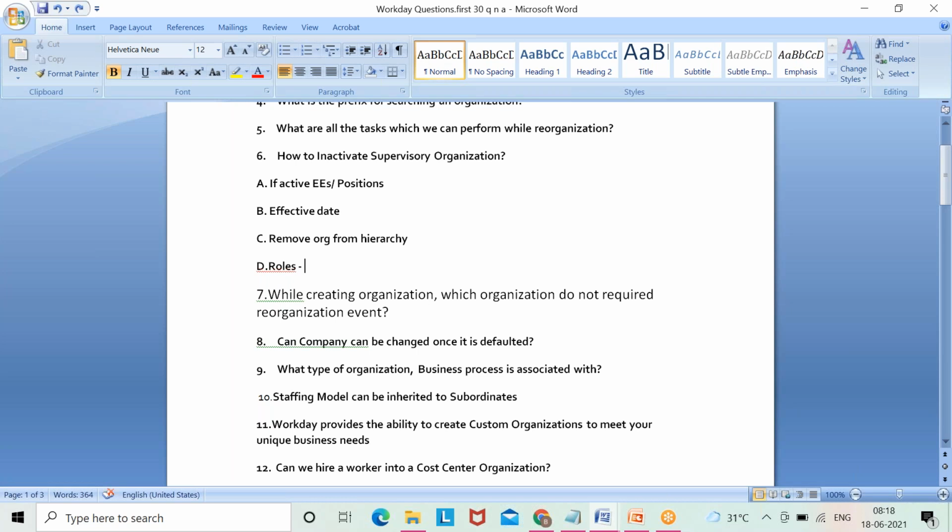What type of organization is the business process associated with? We have 11 organizations available. Supervisory organization, yes, that is correct. A business process must always be configured only to a supervisory organization.